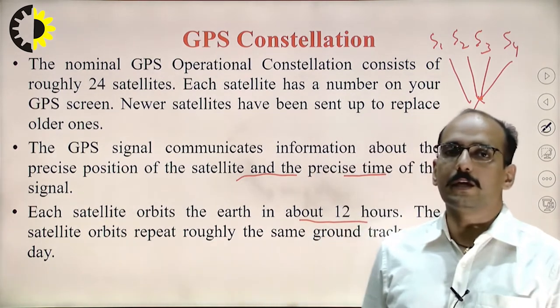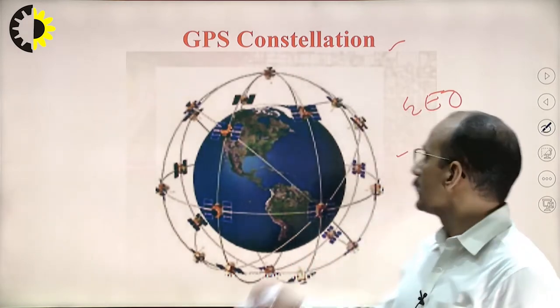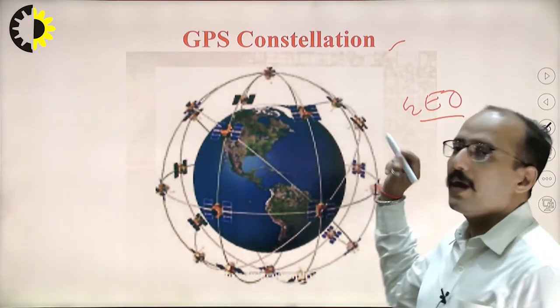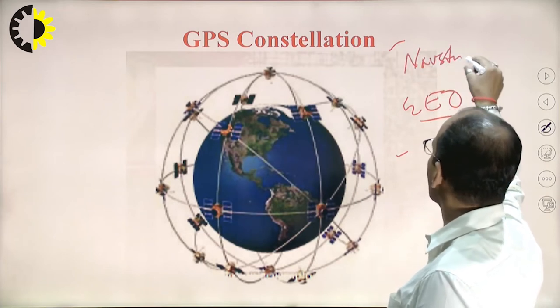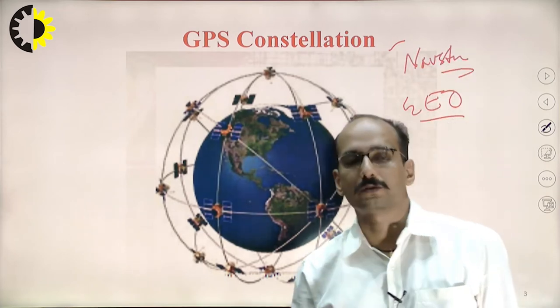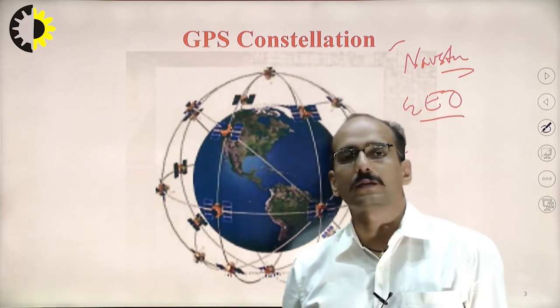Means in some systems they are using geo satellites, but in the actual Navistar, the American GPS system, they are using MEO satellites, and they are rotating around the earth in 12 hours.